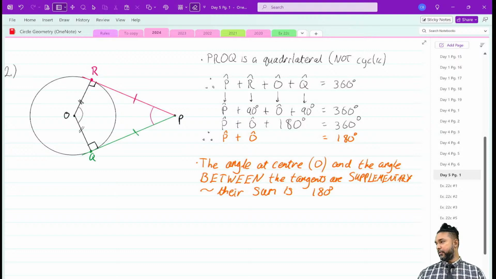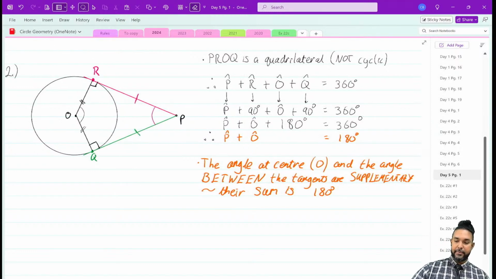I'll give you a minute or so to finish copying that stuff down. I'm just going to copy and paste the diagram again. I'll give you some time.